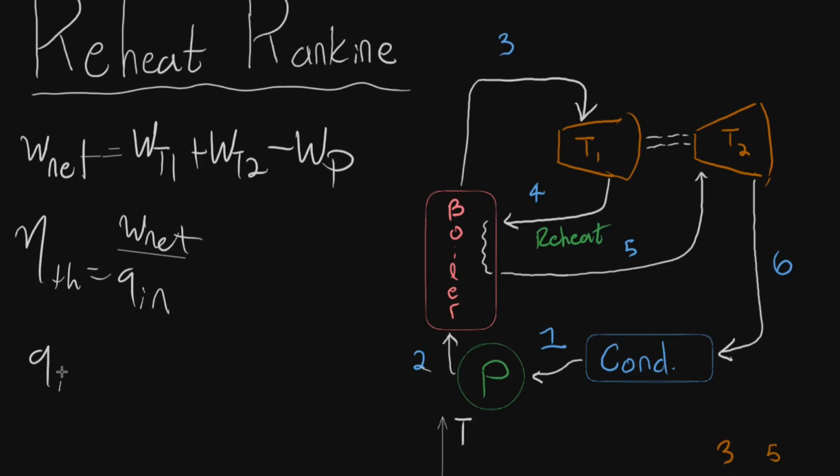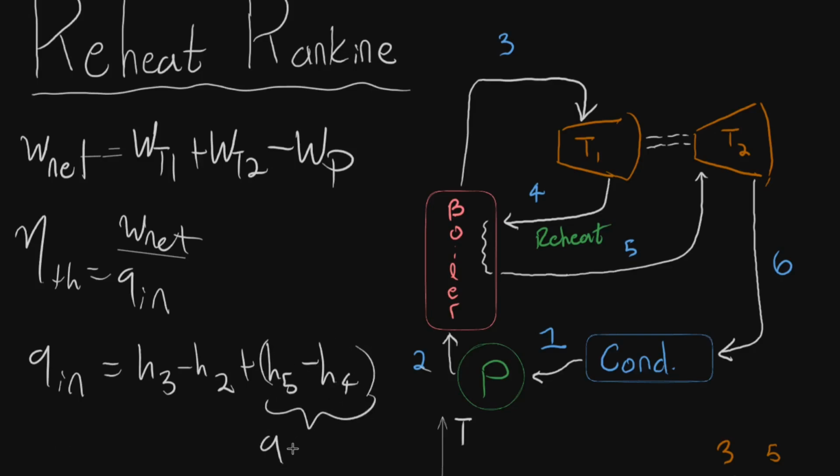Our Qin is now going to be basically the heat input from both the boiler and the reheater. So we'd have an H3 minus H4 plus, sorry, this should be an H2 because we're looking at the boiler. And then we should have H5 minus H4. So this right here is the Q of our reheat, and then this right here is the heat of the boiler.